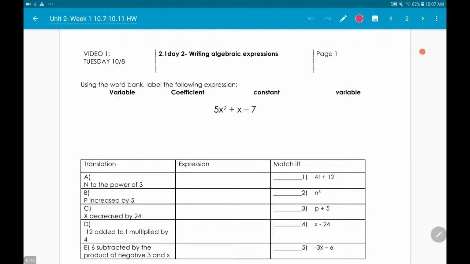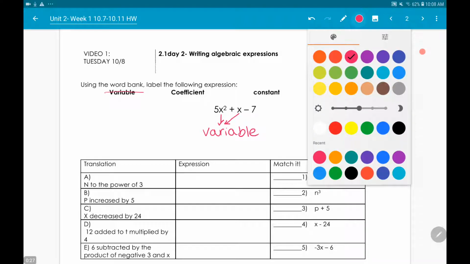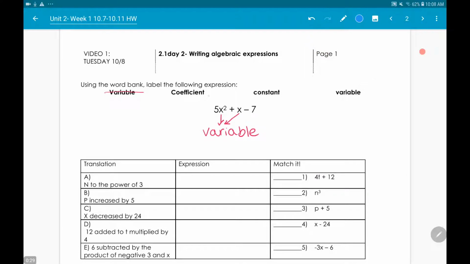Alright, so which one of these is the variable? Our variable is the x, or the letter. Okay, coefficient. Let's talk about the first term. If I needed to label the coefficient, it is the number 5.